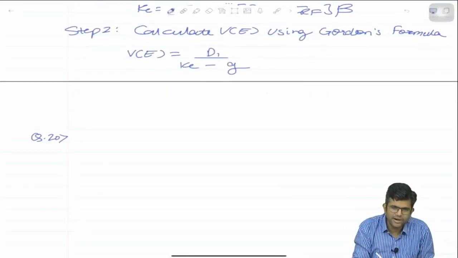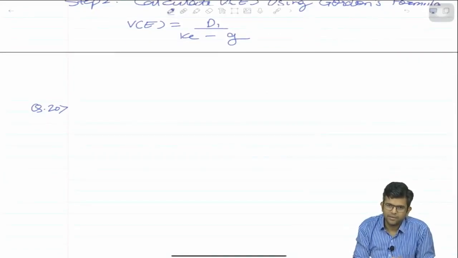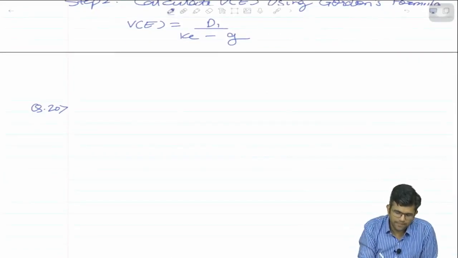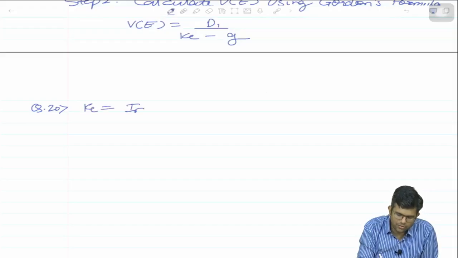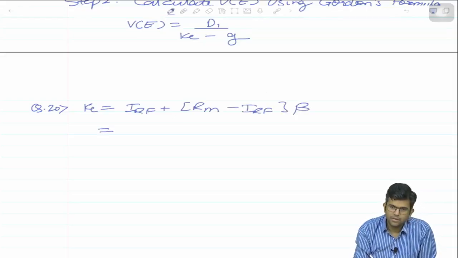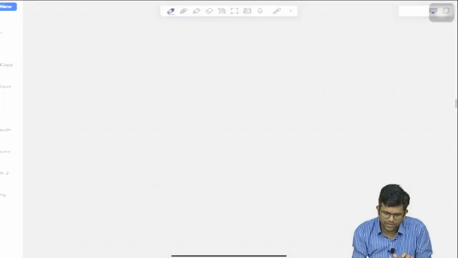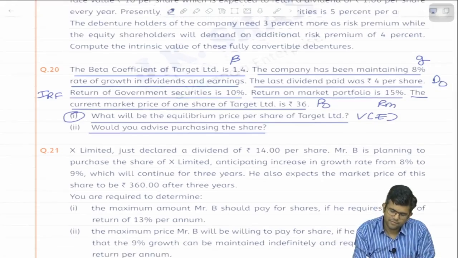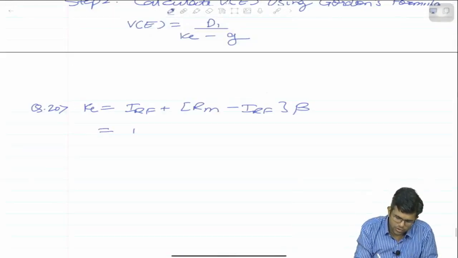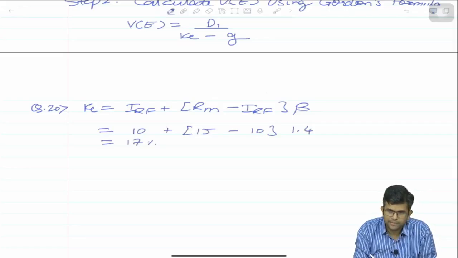Hey, but KE not as per Gordon, huh? KE as per CAPM. Remember? So KE is equal to IRF plus (RM minus IRF) into beta. KE equal to IRF plus (RM minus IRF) into beta. 10, 15 and 1.4. So 10, 15, 1.4, 17% is KE.